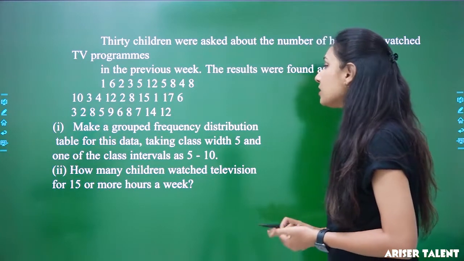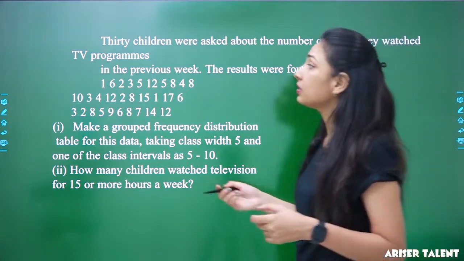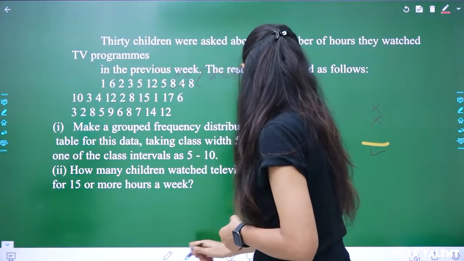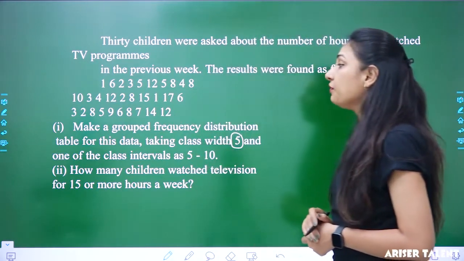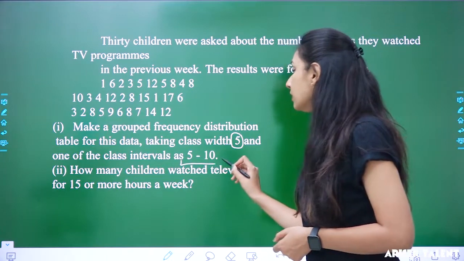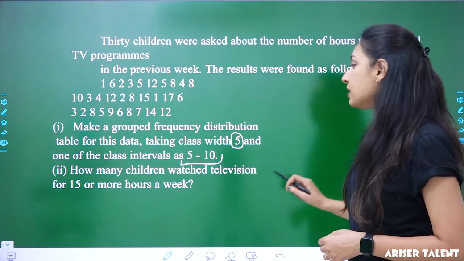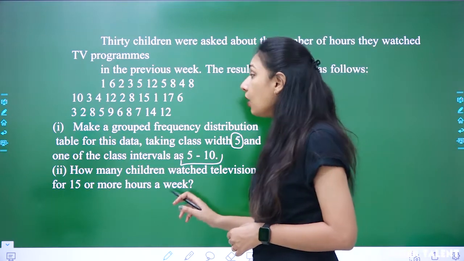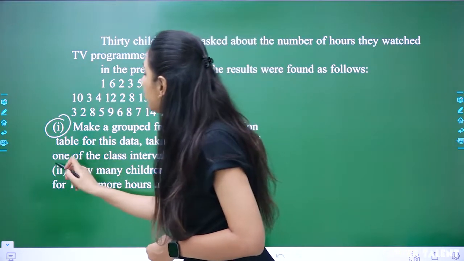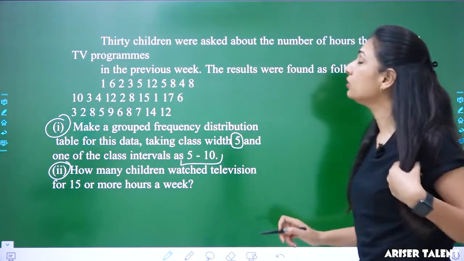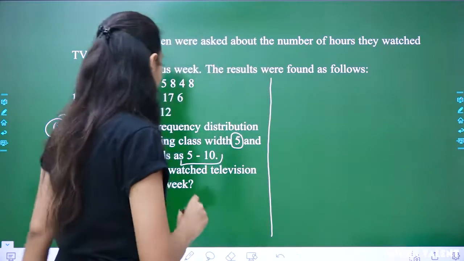Make a grouped frequency table for this data taking class width 5. What is your class width? Class width is given to you as 5, and one of the class intervals should be 5 to 10 hours. How many children watched television for 15 or more hours in a week? If we do the first question, we can get the second question done from that table.